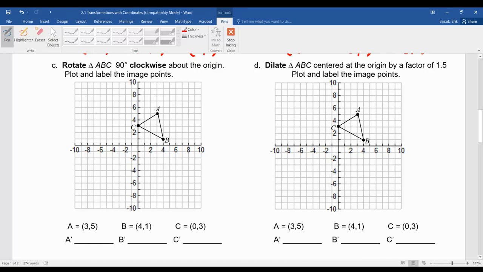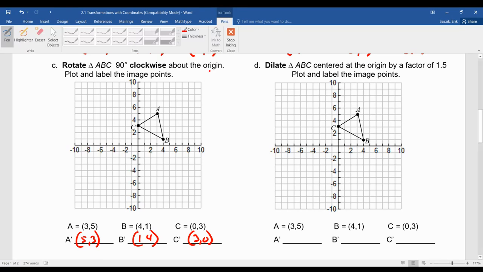Okay? So my original, that's going to become (3, 0). Watch, I'm going to flip. This is going to be (5, 3). This is going to be (1, 4). And this is because it's 90 degrees. Whether it's clockwise or counterclockwise, the x and y values change. And we have to make sure we get our signs right.